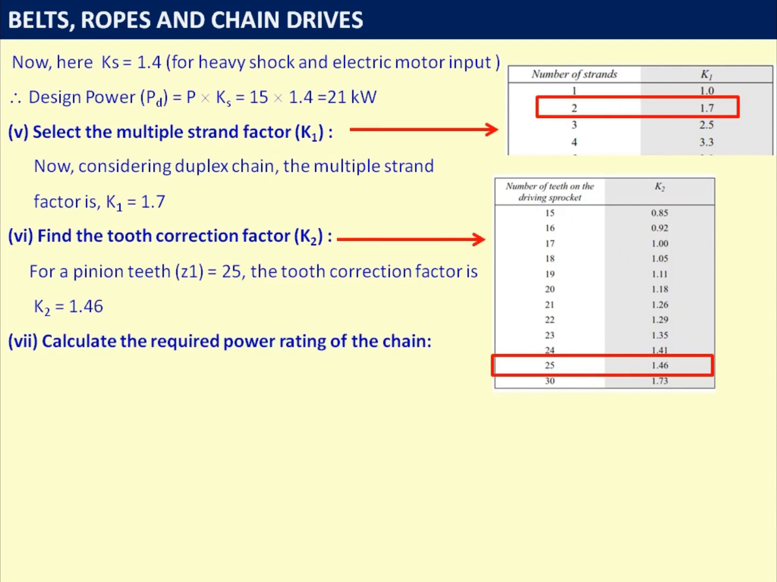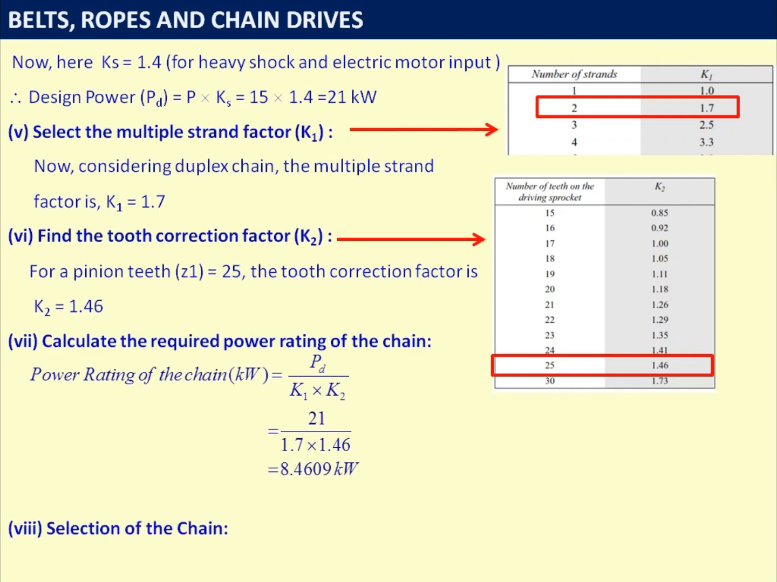Next step, calculate the required power rating of the chain. The power rating of the chain in kilowatt is calculated as design power divided by K1 into K2. Substituting the values, we get the power rating of the chain as 8.4609 kilowatt.